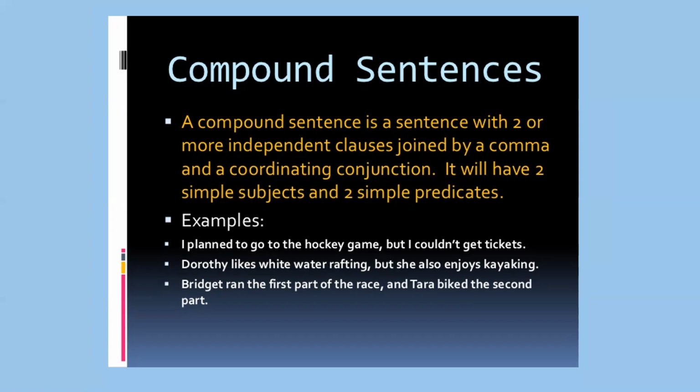Examples: I planned to go to the hockey game, but I couldn't get tickets. So what is but? It is joining the two sentences. Then, Dorothy likes water rafting, but she also enjoys kayaking. So two different sentences are joined together. So this is what? When two or more independent clauses are joined with the help of a comma and coordinating conjunctions, it is known as a compound sentence.